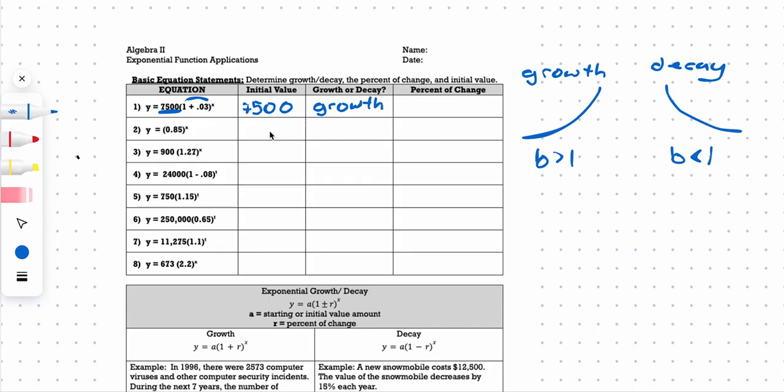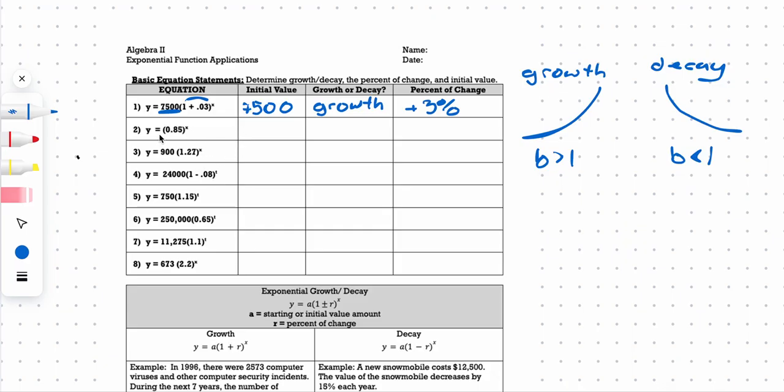Now what's our percent change? Well, we want to see how much greater than 1 this is. It's 0.03. 0.03 as a percent is just going to be 3%. So it's a 3% change. And we're increasing, so I'm just going to put the positive sign, but it's fine if you just put 3%. Okay, let's move on to 2.